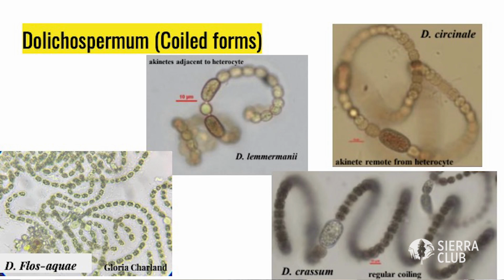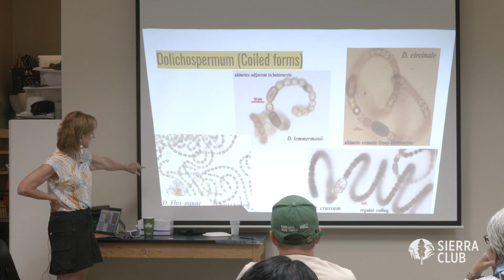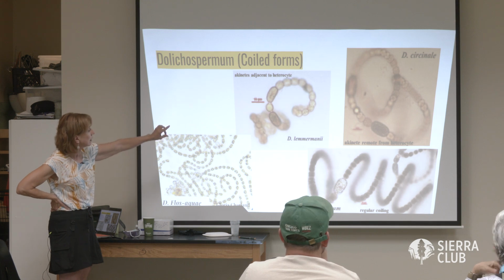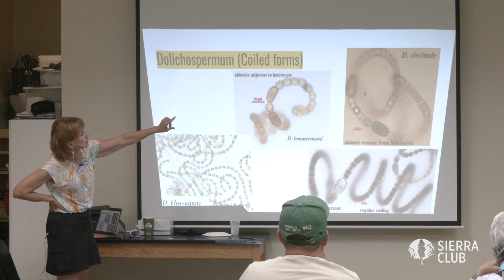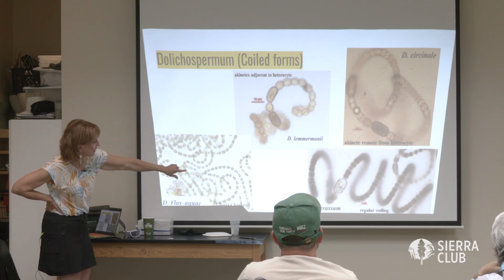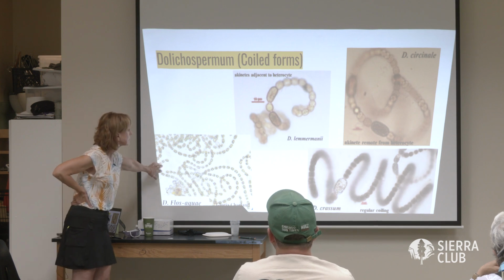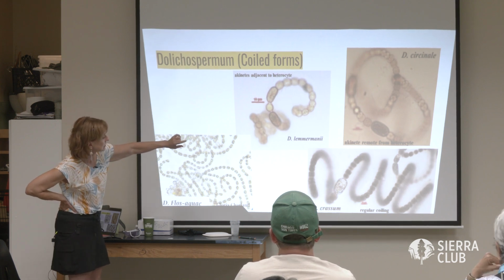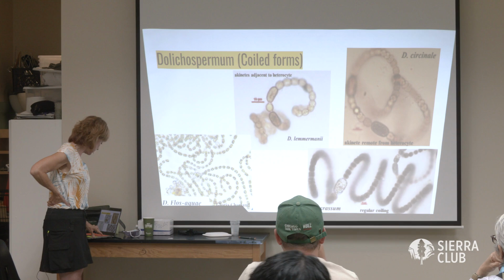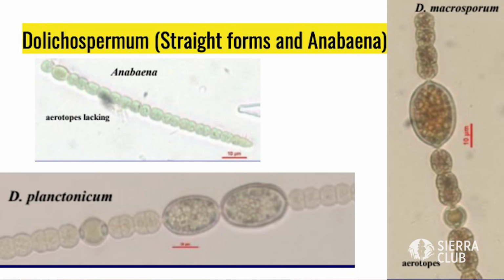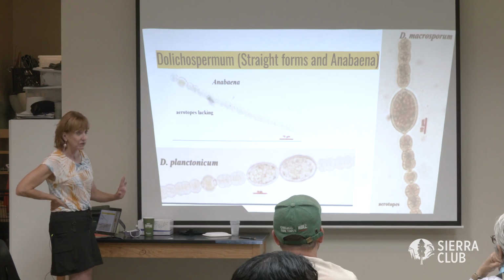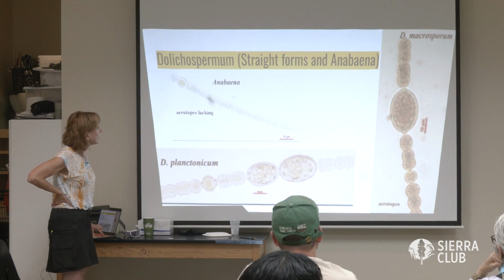So here's some Dolichospermum. Dolichospermum is the genus. Now here's some species: Dolichospermum flos-aquae, lemmermannii, circinale, and crassum. This is my picture. We also get crassum. It's very regular. It looks like a slinky. It's unmistakable. And here's some straight forms of Dolichospermum. But we're not doing this under the scopes.